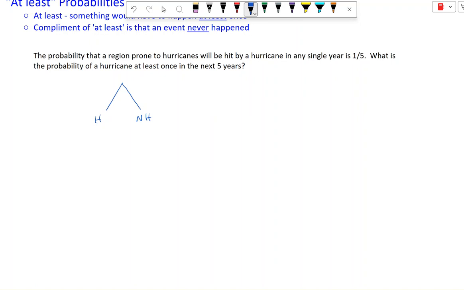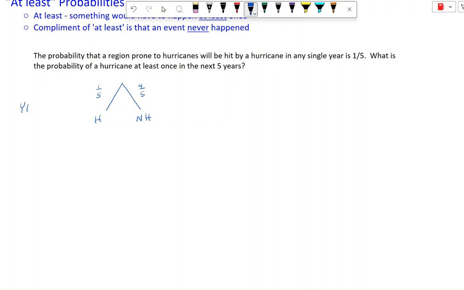We are told that the probability of having a hurricane is a 1 in 5 chance. That implies the probability of no hurricane would have to be a 4 in 5 chance. So, if it's a 1 in 5 chance it does happen, then it must be a 4 out of 5 chance it doesn't happen. And the reason is because both of those probabilities have to equal 1. Now these are the two possible outcomes that you could have for the first year.